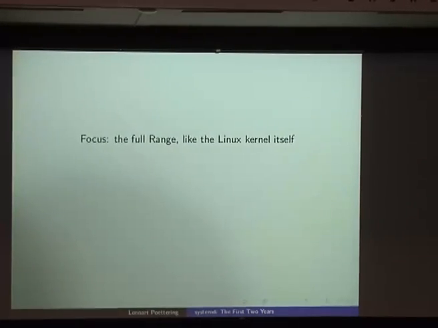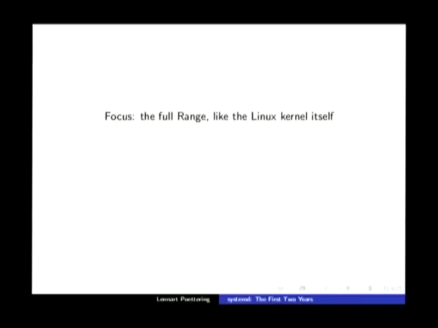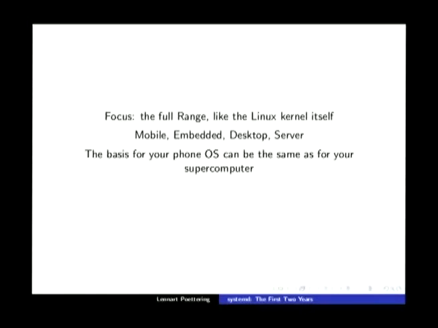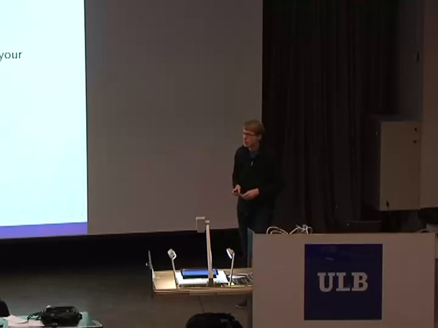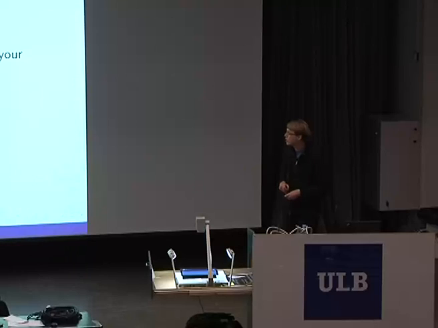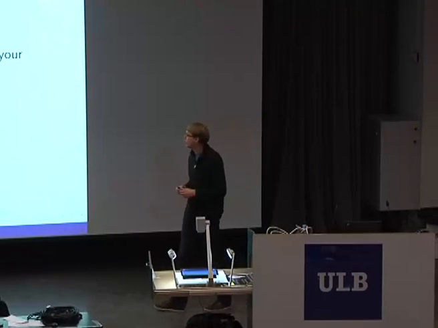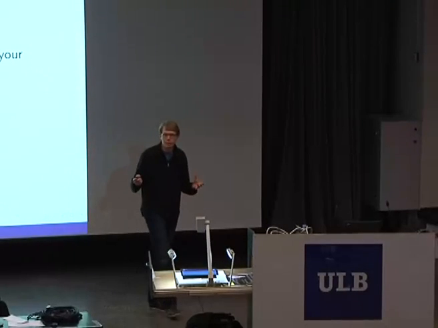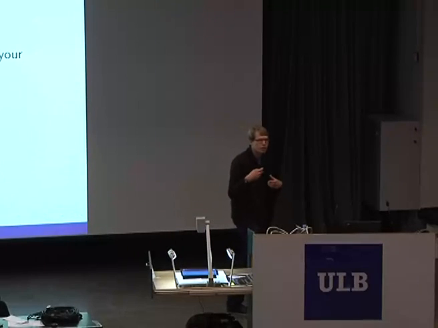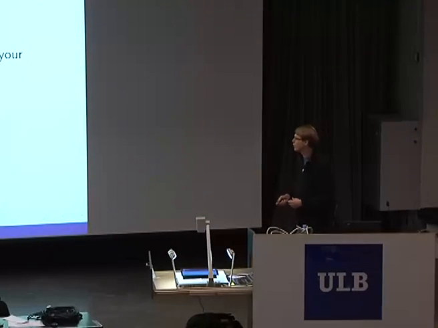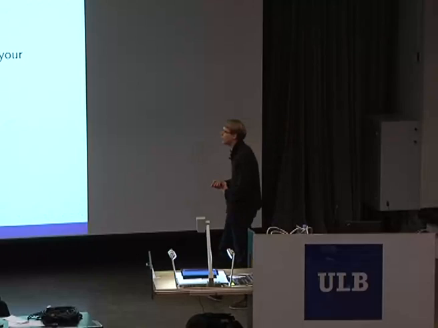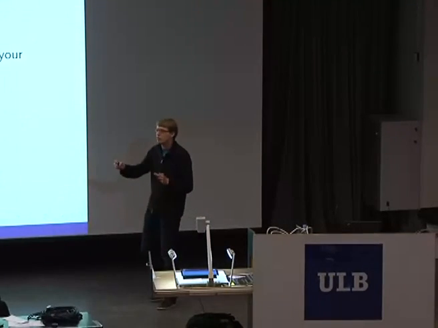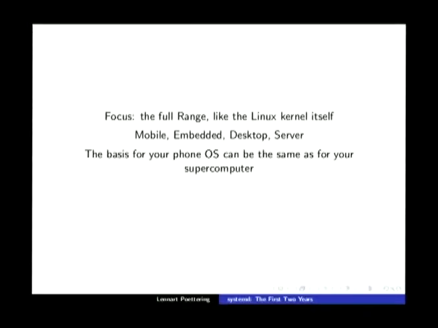The focus of systemd has always been that we cover the full range of Linux itself. So we care about mobile, embedded, desktop and server the same way. It basically means that the basis for your phone OS could be the same as for your supercomputer. That's kind of impressive, because a lot of other software, like for example Solaris SMF, is probably nothing you ever want to use on mobile. But we want to really try to cover all these different bases.